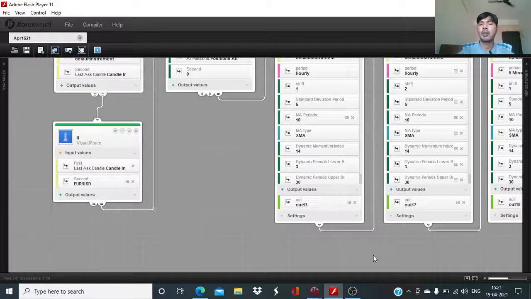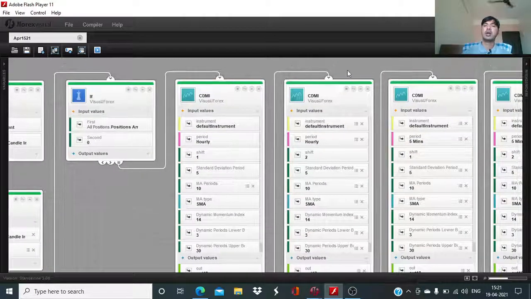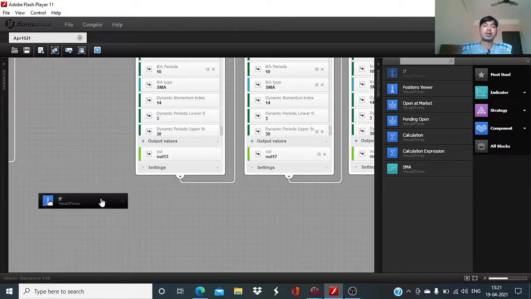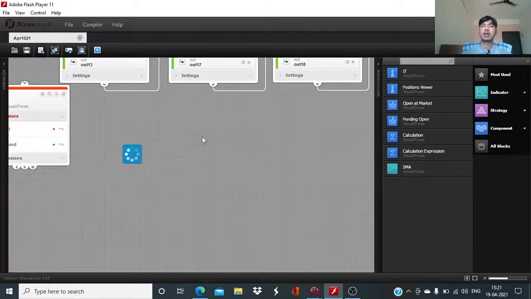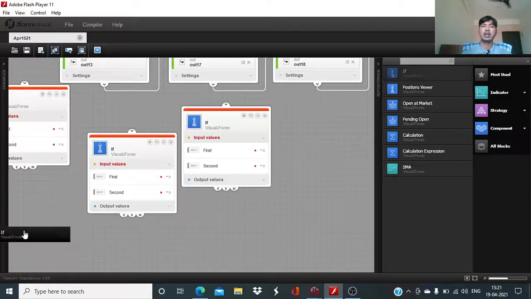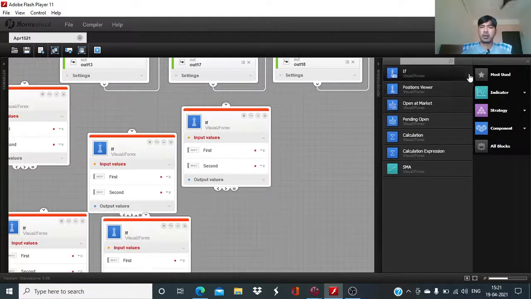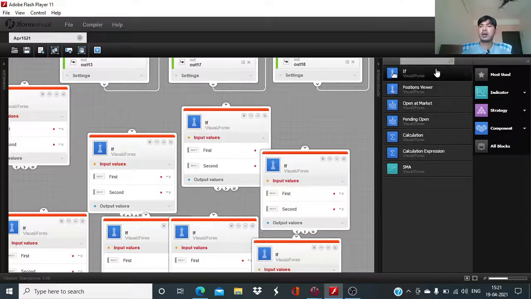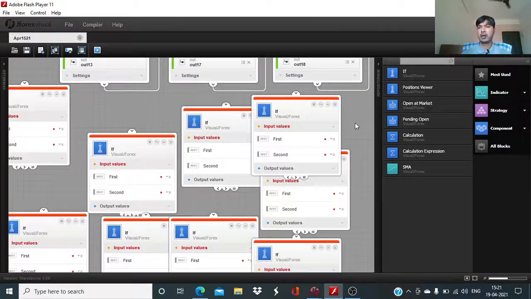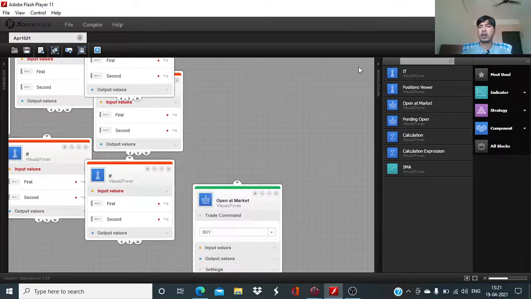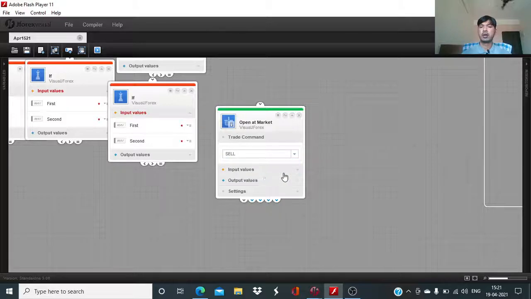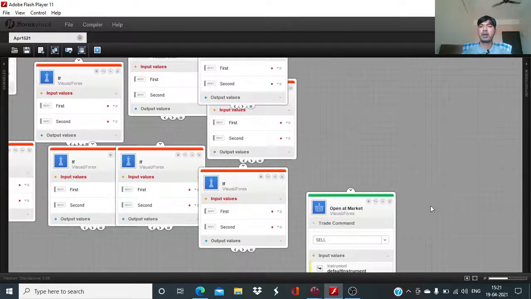So I think this is a fairly straightforward and simple logic to understand, and its implementation is also fairly simple. All we have to do is compare these output values for the CDMI blocks, and using that we can define the conditions. So I will take a couple of if blocks. I think we are going to need 9 if statements, if I'm not wrong. So I will take 9 if blocks straight away, and along with that the open at market. Okay, and this is going to be a sell order. These input parameters we will define later on.